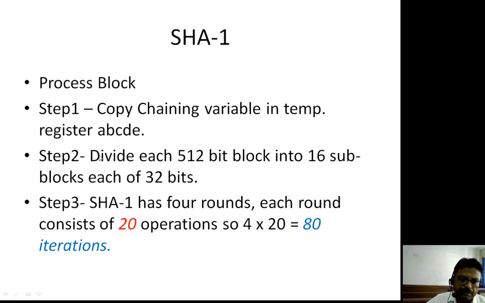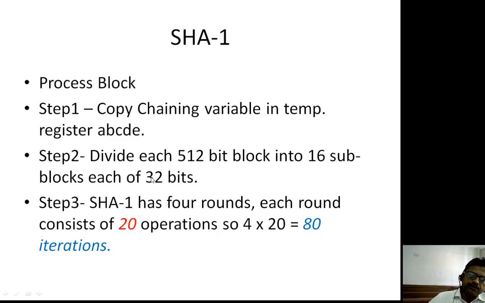Step 2 in the MD5 processing block is to divide the 512-bit blocks into 16 sub-blocks of 32 bits. We do the same process here, dividing one 512-bit block into 16 sub-blocks, where each sub-block will be 32 bits. In step 3, SHA1 has 4 rounds, very much similar to MD5, which also has 4 rounds. In MD5, each round has 16 iterations because we have 16 sub-blocks. But in SHA1, instead of 16 operations in one round, we have 20 operations in one round.